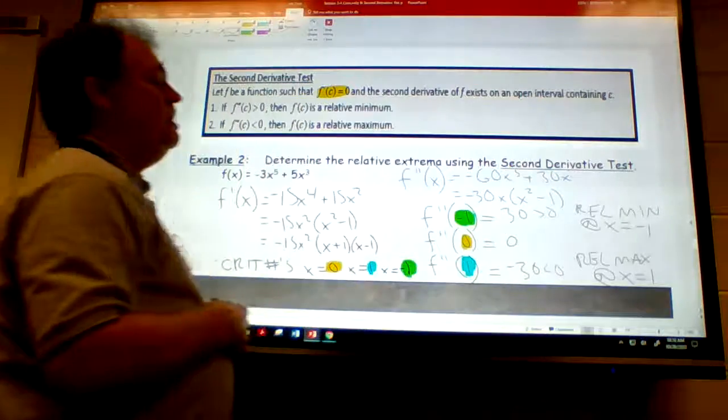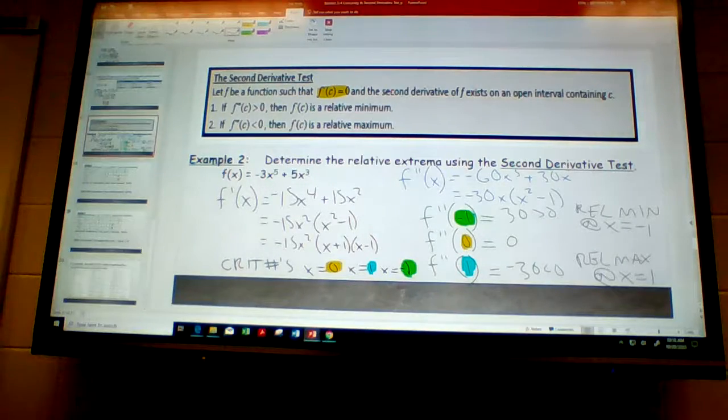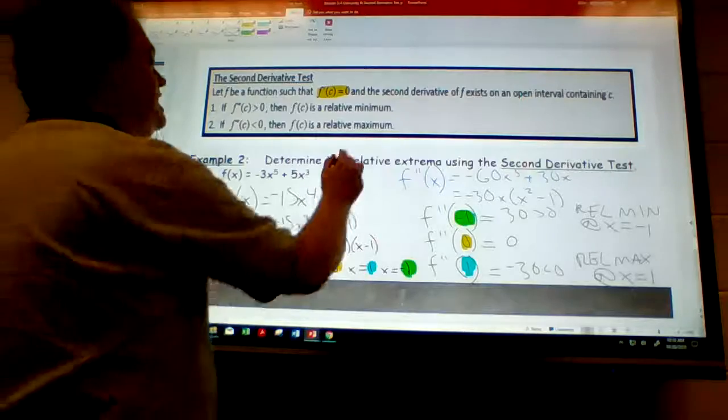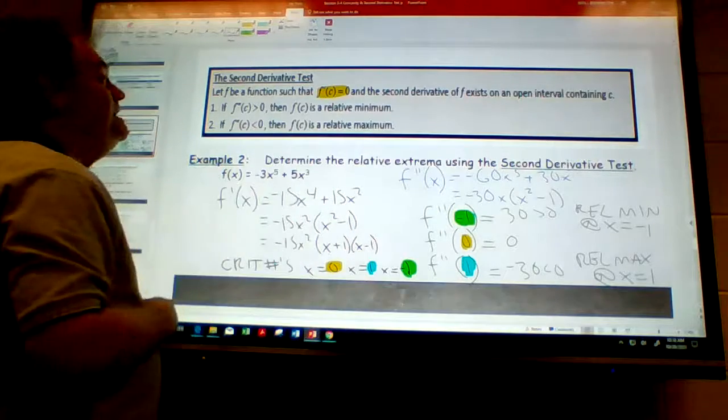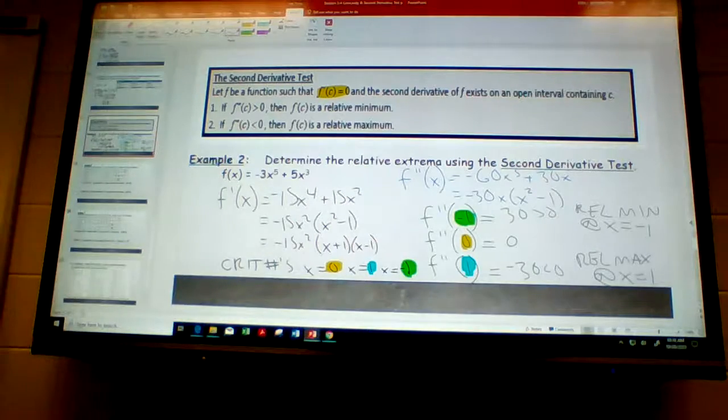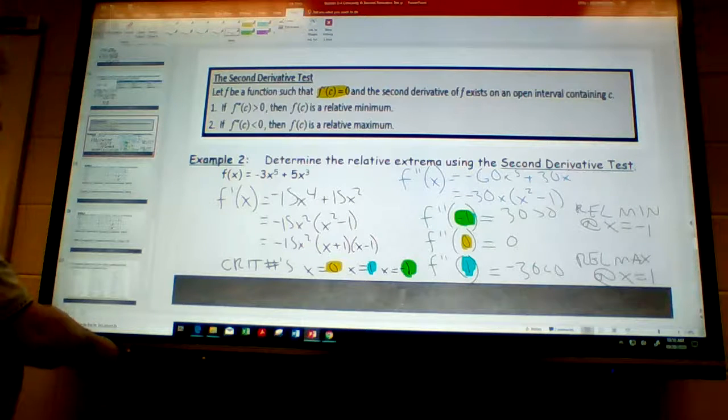Now, f double prime of 0 is just 0, so it doesn't work there. So here we got the relative maximum when f double prime is less than 0, and when f double prime is greater than 0, then that is our relative minimum.